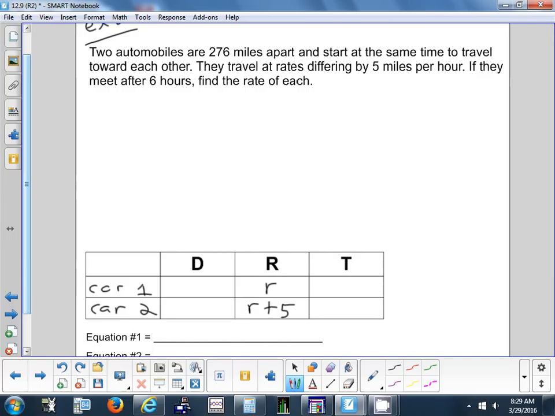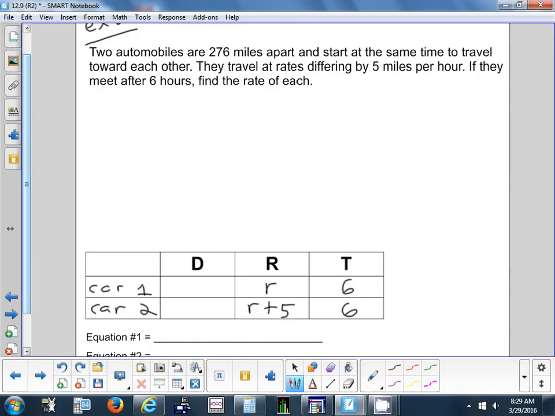All right? And how long does it take them to meet? How many hours go by before the two cars meet each other? 6 hours, okay? And that's 6 hours for both of them, right? Let's say they each start driving at noon. They're going to meet each other at 6 at night. Car 1 drove from noon to 6. Car 2 drove from noon to 6. It took them both 6 hours to meet each other. So the time is the same for both of them.